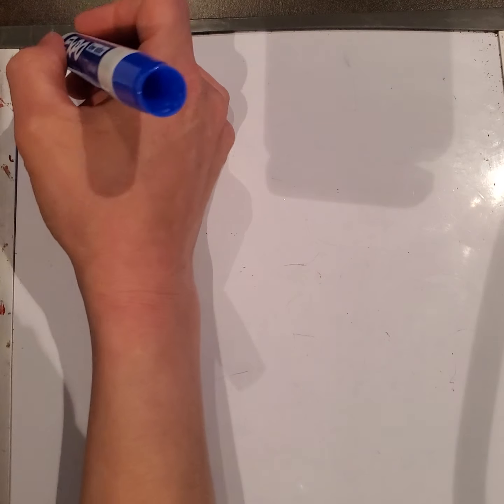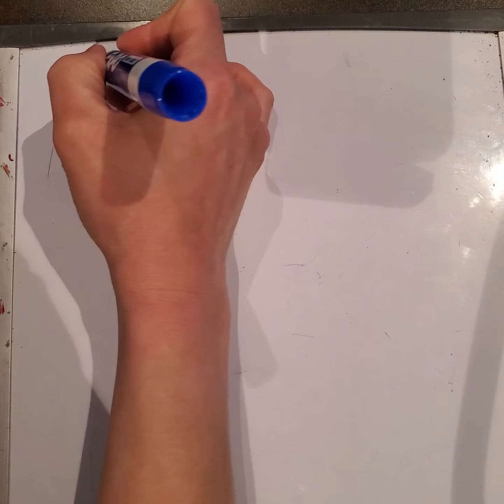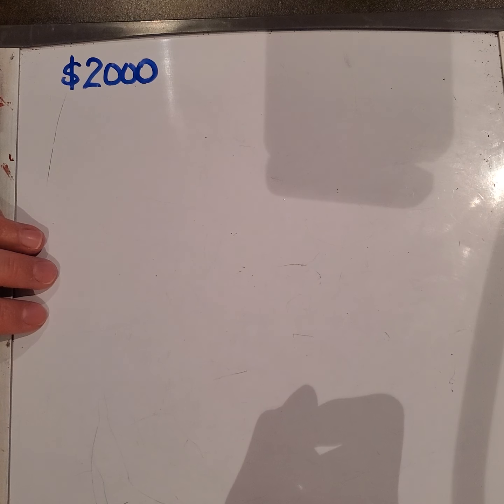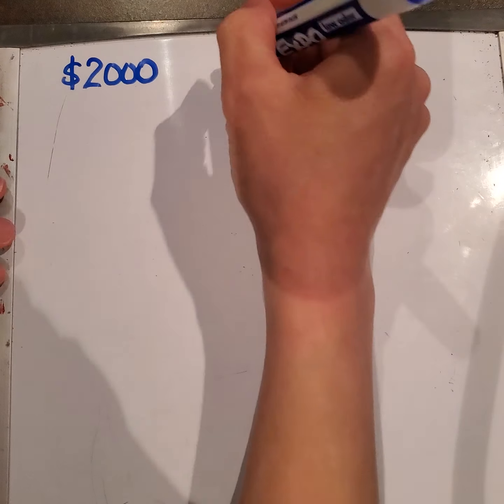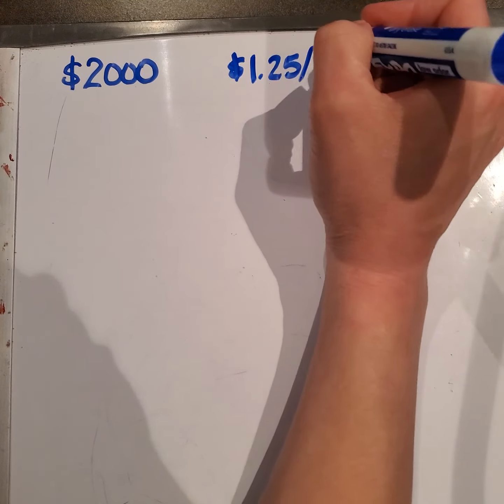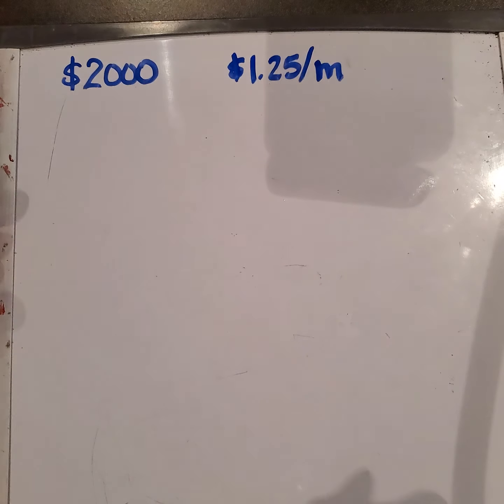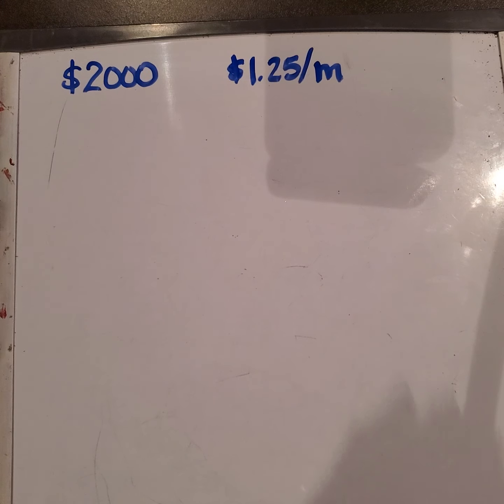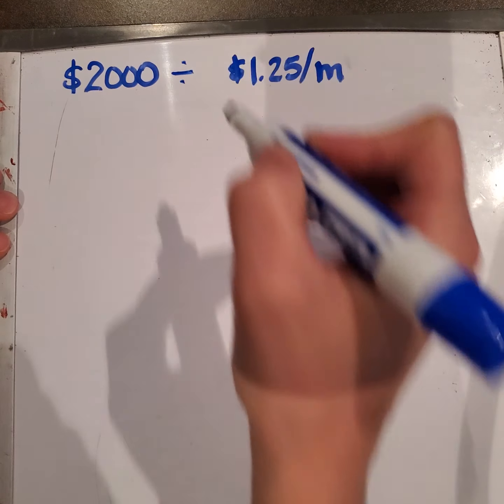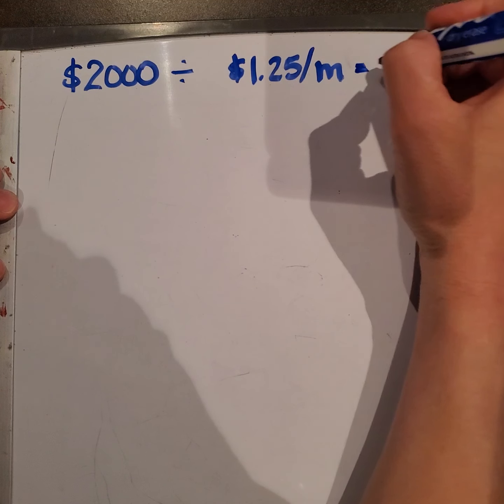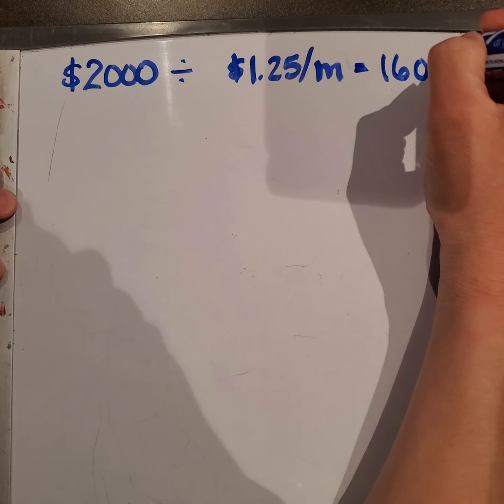So let's say we have a question where they tell us that they have $2,000 to spend on fencing material. And the material costs $1.25 per meter. So the first thing we need to do is figure out how many meters we have to work with. And so we'll do that by dividing these two. And that works out to be 1,600 meters of fencing.